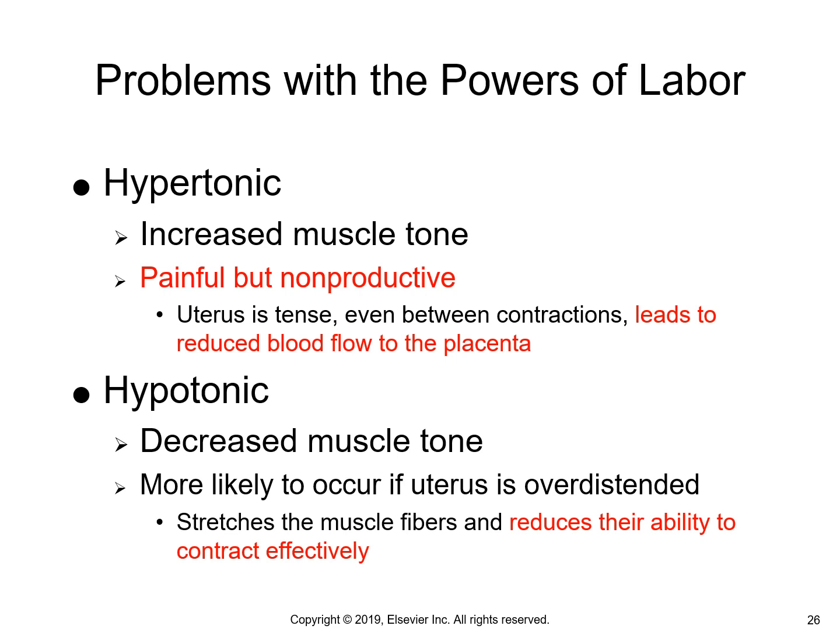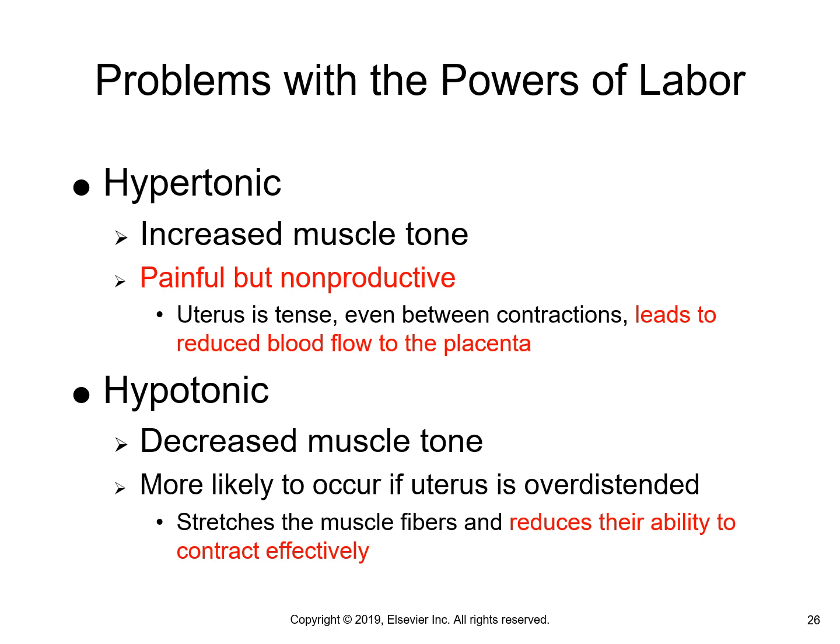Okay, hypotonic, there's a decreased muscle tone. This one is more likely because of an over distended uterus. So those muscle fibers stretch, right? It stretches the muscle fibers, and it reduces their ability to contract effectively because of that decreased muscle tone.